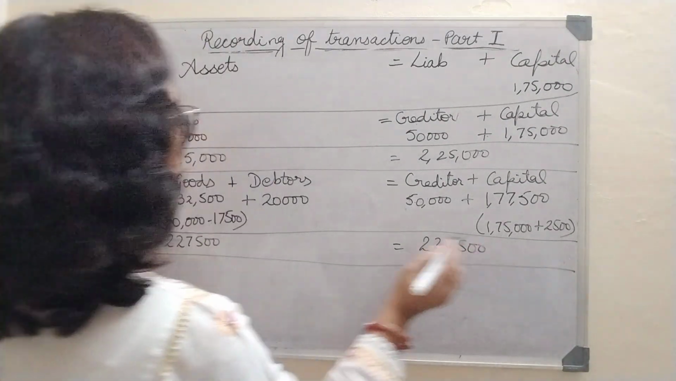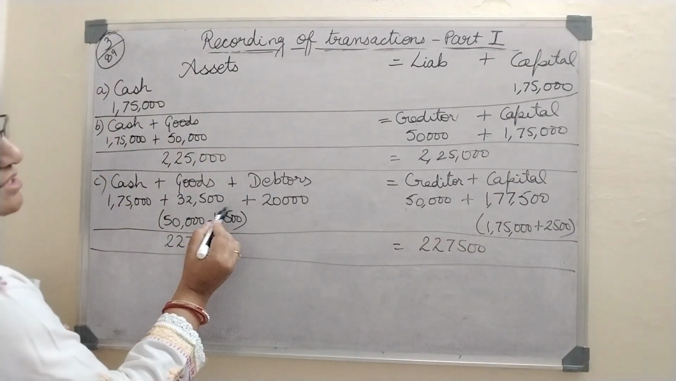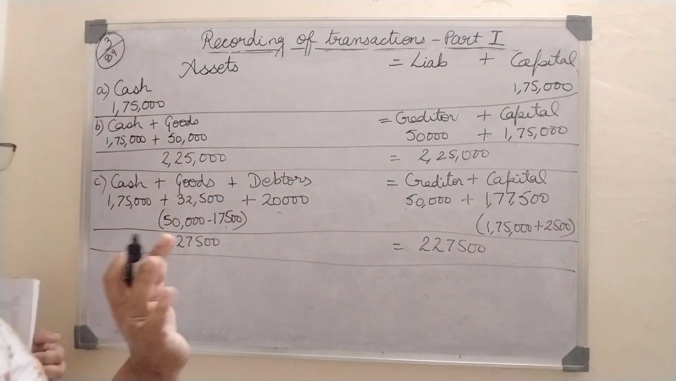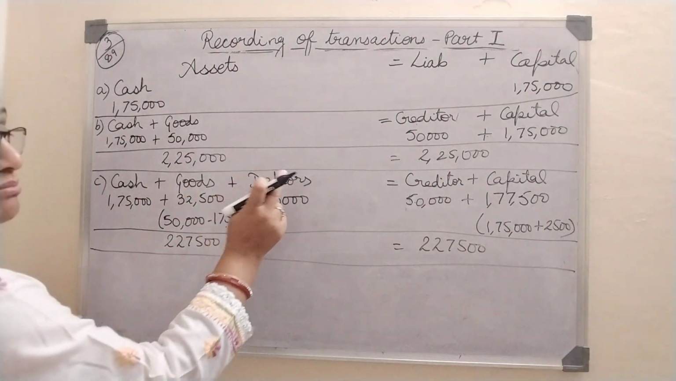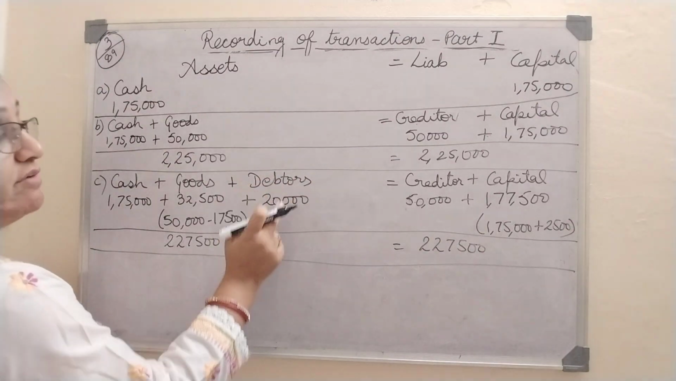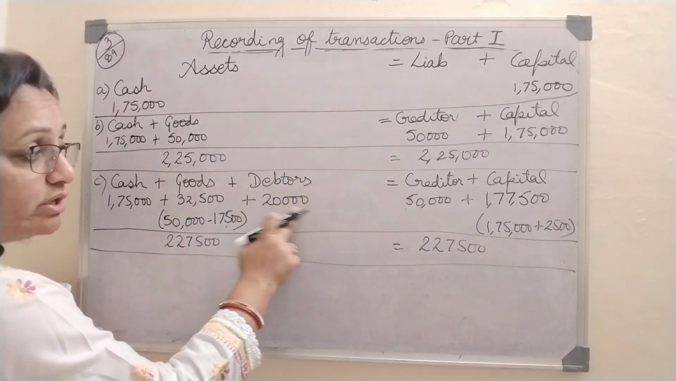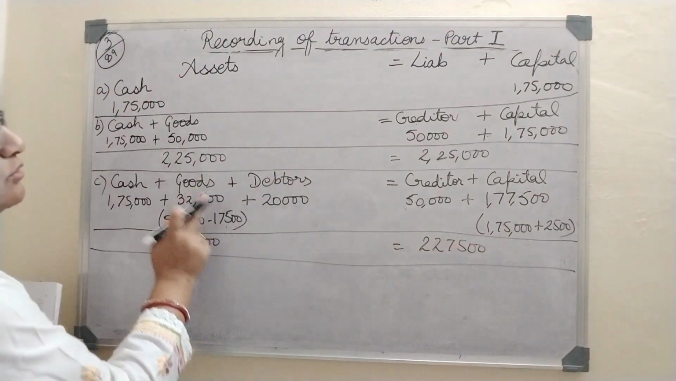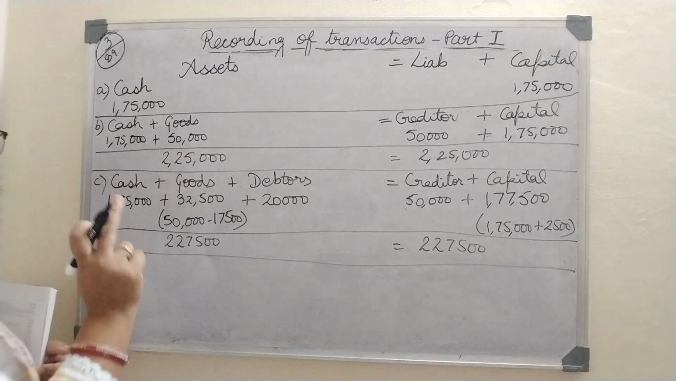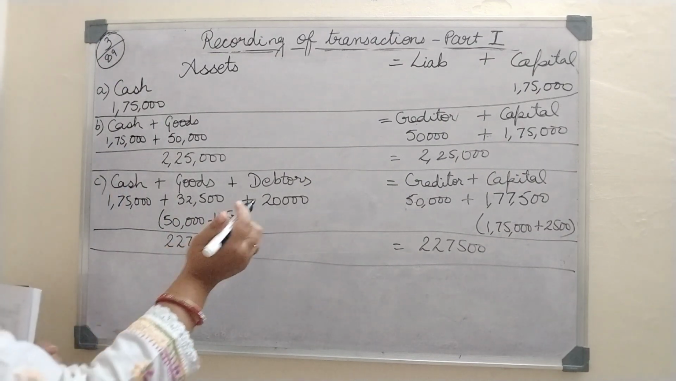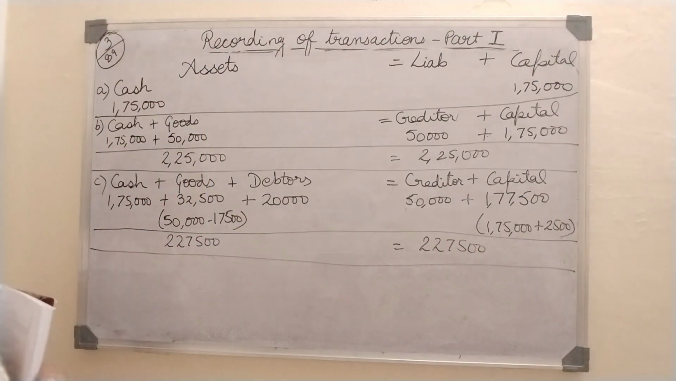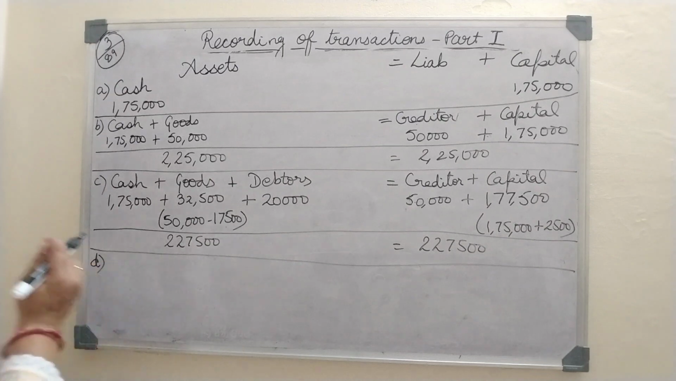Please see logically. The goods which cost 17,500 were sold to a person who has not paid us. He will pay us later, so that person is our debtor. We have added that 20,000 because we sold to him for 20,000, so we will take 20,000 only from him. But our goods which were sold were of actual value 17,500. And the profit, the difference between these two amounts, will go and add to capital. I hope this is clear to everyone. These kinds of transactions we have done earlier also.